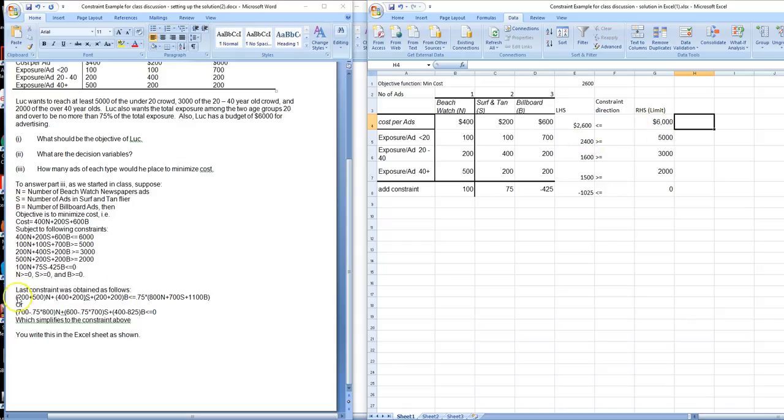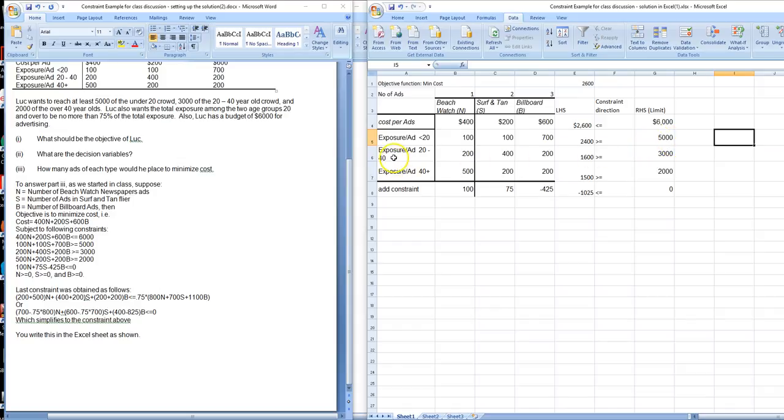Similarly, our next constraint is 100N plus 100S plus 700B has to be greater than or equal to 5,000. And again, same thing here. So you can do the same calculation that we did if you want to use the formula. Then the formula is sum product B2 to D2, which is here, multiplied by respective cells in B5 to D5, which is here, right? So that you can write that to obtain the product, and this has to be greater than or equal to 5,000.